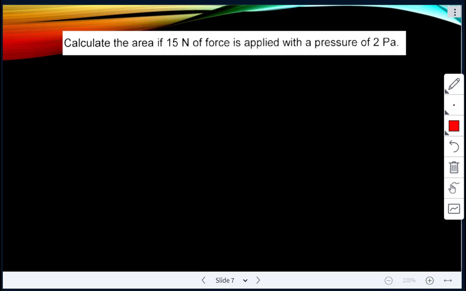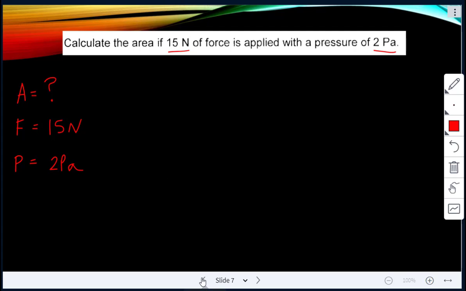So our next example, we're trying to calculate the area. Calculate the area if 15 newtons of force is applied with a pressure of 2 pascals. All right, so area we don't know. Force is 15 newtons. And our pressure is 2 pascals. All right, and we got that right from the question. So we need to figure out the area.